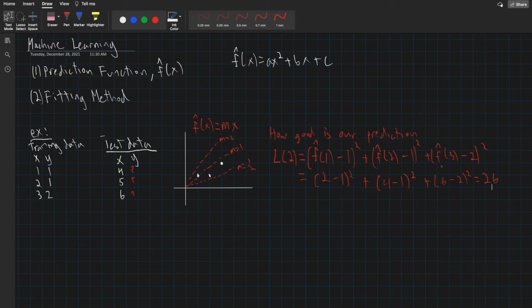So maybe we can improve this value. So maybe we can calculate this for L of 1 and then figure out an associated loss with L of 1. So we can do this quickly. If f hat of x is equal to x, then 1 minus 1 squared plus 2 minus 1 squared plus 3 minus 2 squared, which makes this equal to 0 plus 1 plus 1. So our loss is a lot lower when we chose a slope of 1 versus a slope of 2.